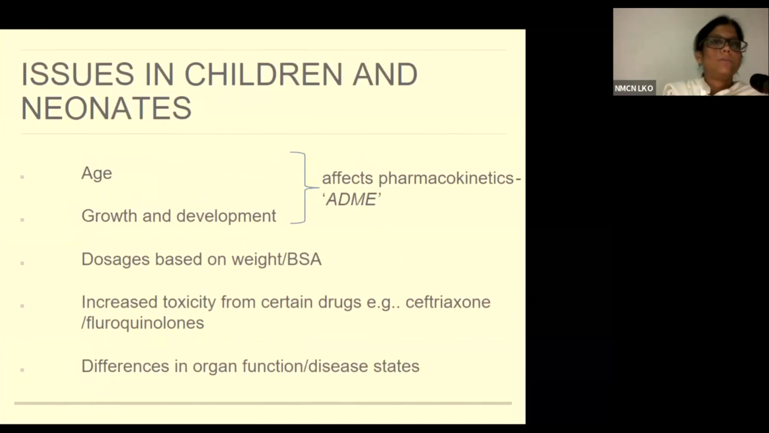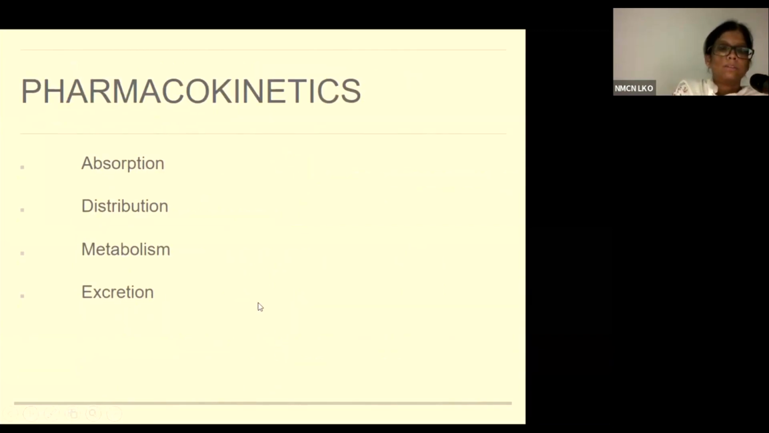So what are the main issues in children and small babies? We know that age, growth and development affect the pharmacokinetic processes, that is absorption, distribution, metabolism, and elimination. Dosages are frequently based on weight and or body surface area. And there are certain drugs which cause increased toxicity, like ceftriaxone and fluoroquinolones in small children. And there are differences in organ function and disease states. So we'll briefly see how it is affected.